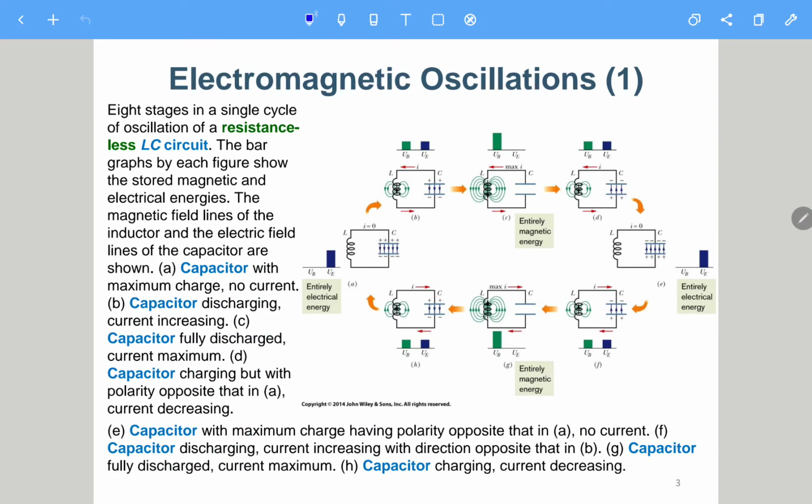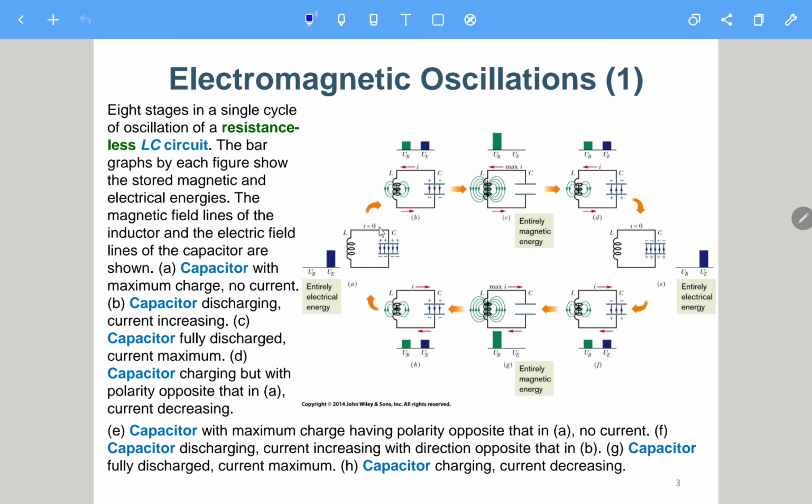Okay, so here we have quite a complicated figure on the right side. So let's take a look at one by one. Let's start here, because this is figure A. It says 8 stages in a single cycle of oscillation of a resistanceless LC circuit. LC circuit means it only has an L and C in series.